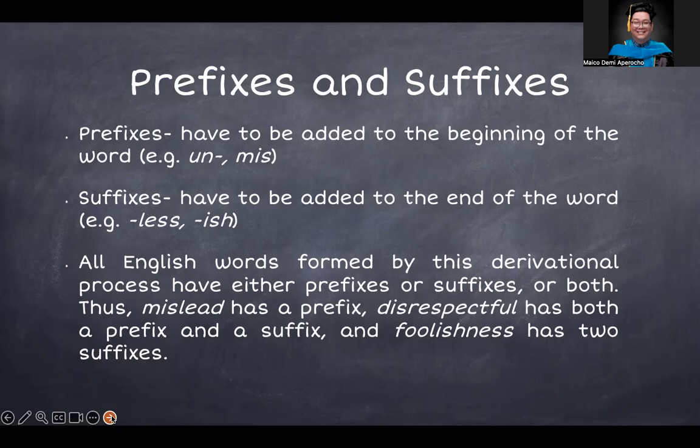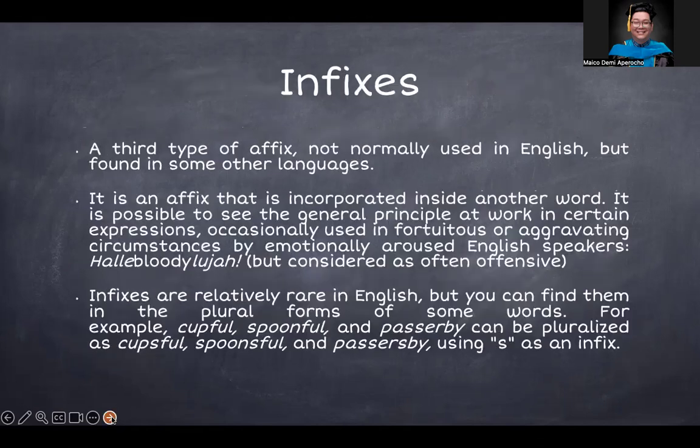Now, all English words formed by this derivational process have either prefixes or suffixes, or even both. Now, we call them circumfix. And sometimes we even have words where we insert a certain affix between and among syllables. So we call them infixes. Thus, mislead has a prefix. Disrespectful has both a prefix and a suffix. And then we also have foolishness, which has two suffixes added to it.